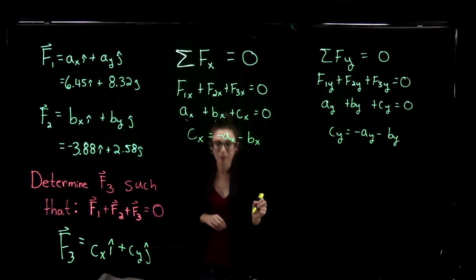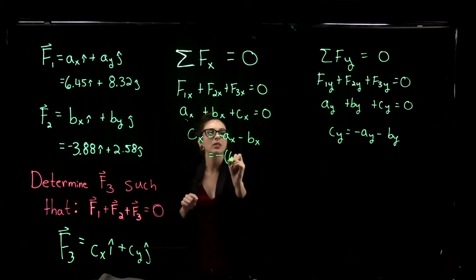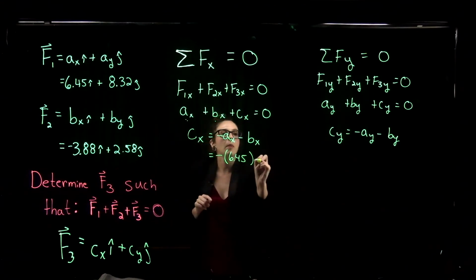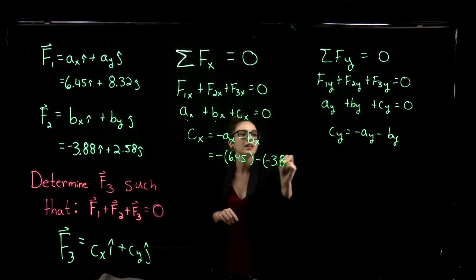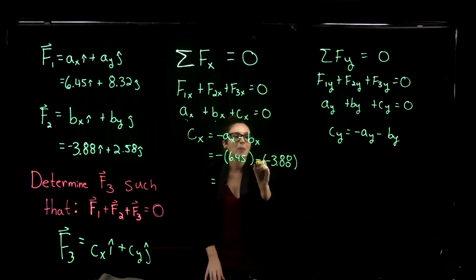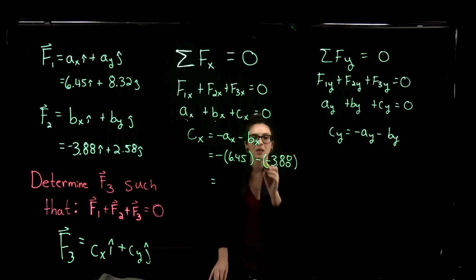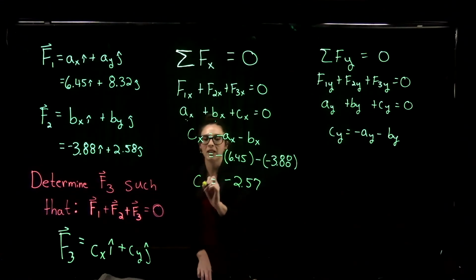Okay, so then I have that this is equal to minus, my AX component was 6.45, minus my BX component, which would be minus 3.88. And so then I have minus 6.45 minus negative 3.88. When you've got two negative signs here, that becomes a positive. And so this quantity becomes minus 2.57, okay, and that's CX.